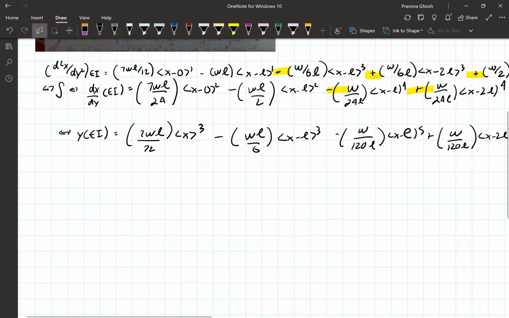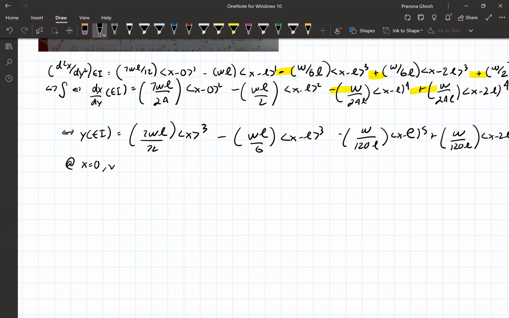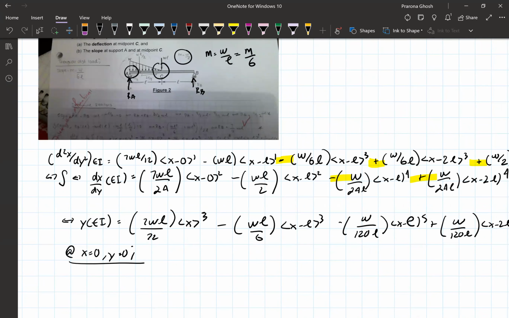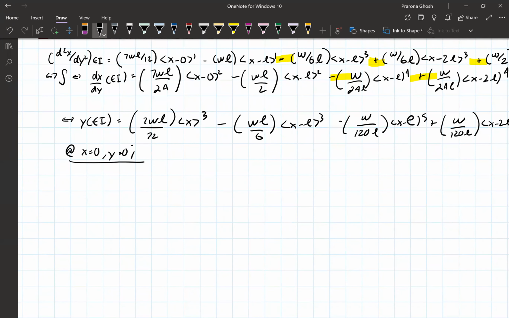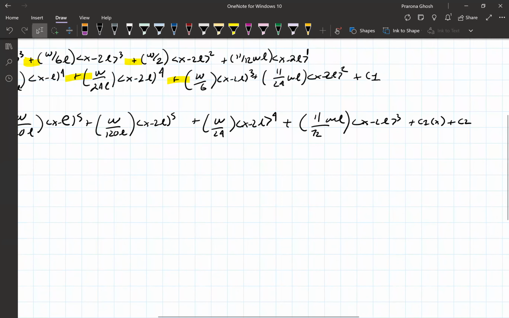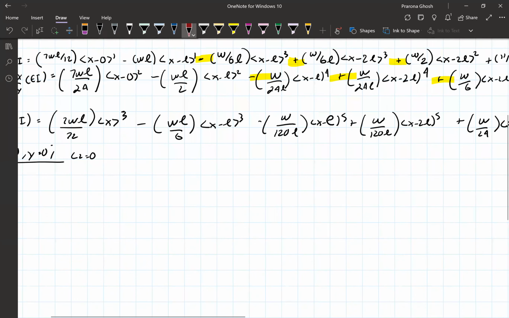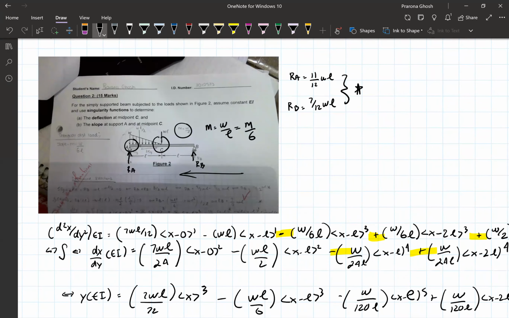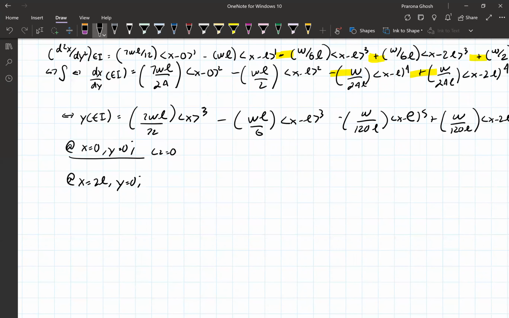So we have that, and then when x is 0, y is 0, because we have a support here and a support here. So deflection is 0. Okay, so when you just put in 0 for all of these, you get C2 equals 0. So C2 is gone. Now we need C1. We need another boundary. We have at x equals 2L, y equals 0. And remember, we're going this way now. That's our direction.